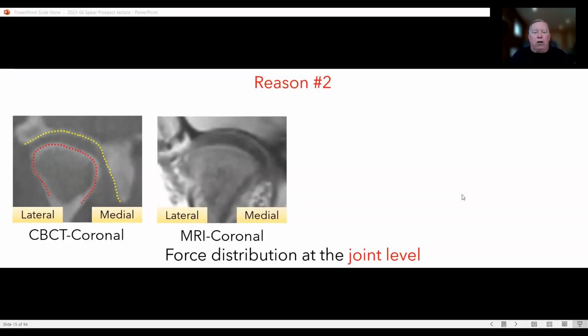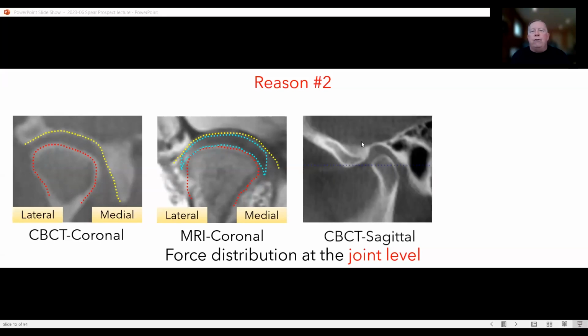Here's what the MRI is going to look like. Same orientation, condyle, joint socket, and then we can fill the disc in. Above the yellow is brain, below the yellow is joint. Here's the view we're more used to looking at, the sagittal view.